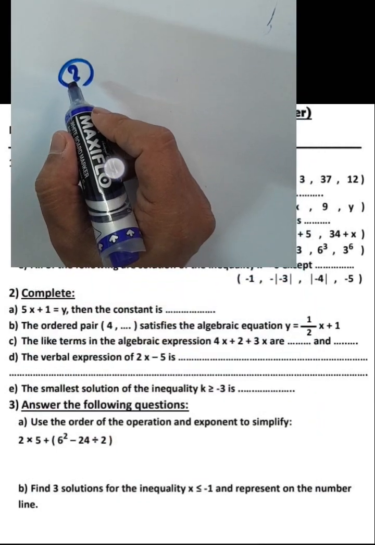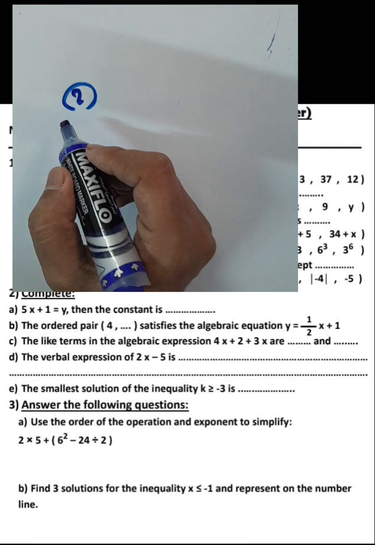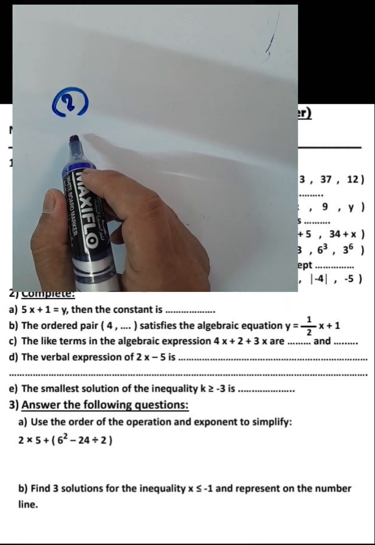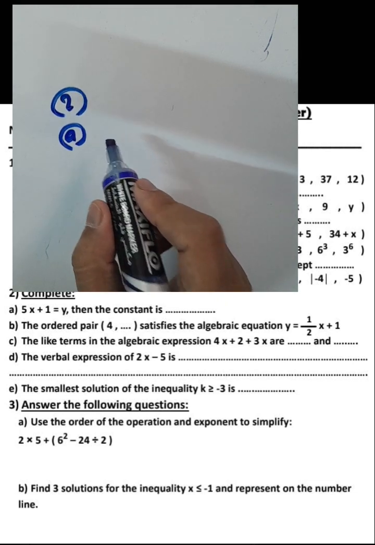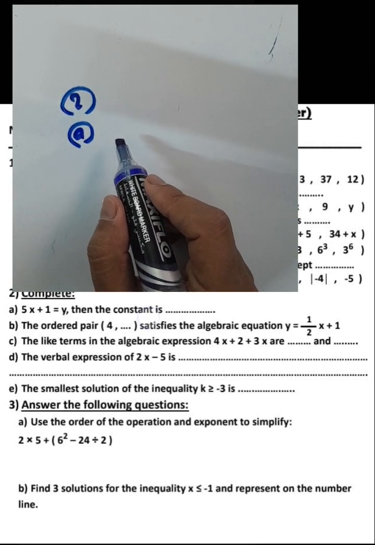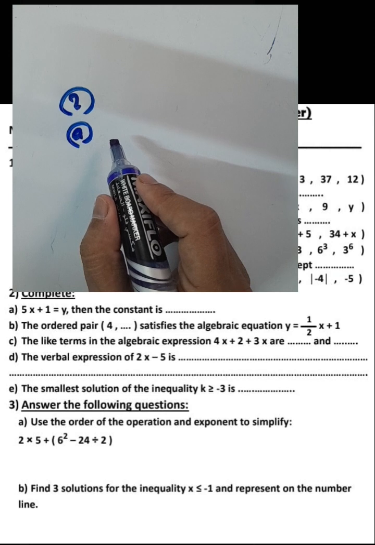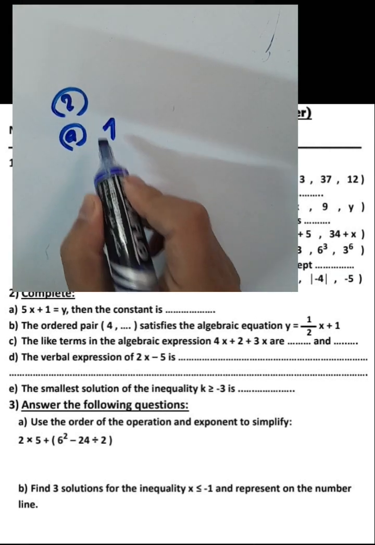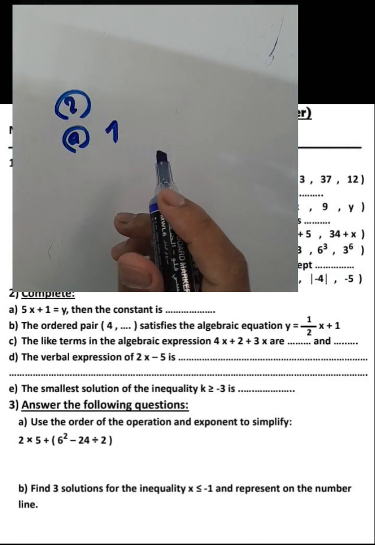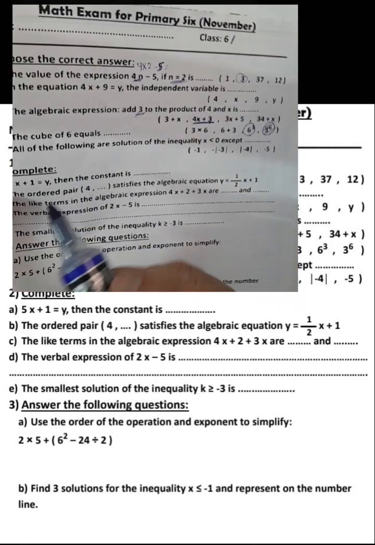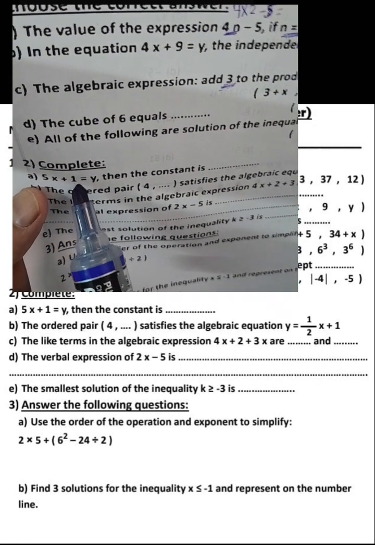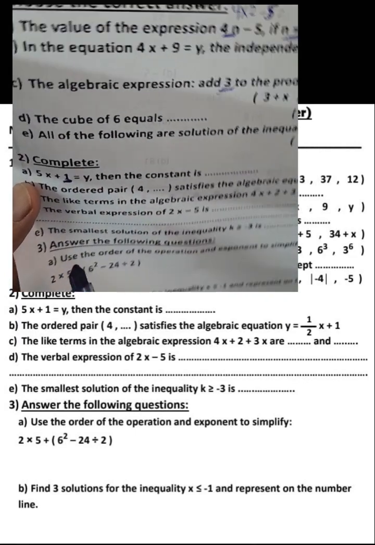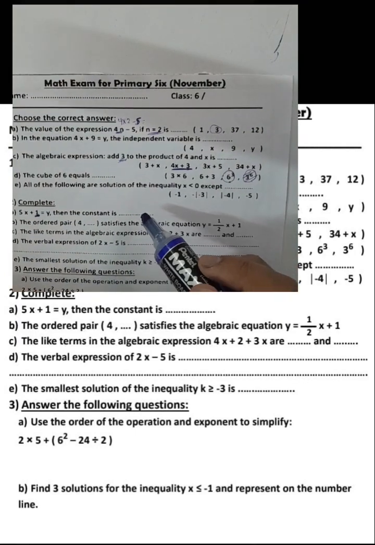Complete. Number 2, letter A. 5x plus 1 equals y. The constant here will be what? The constant here will be 1. We call 1 the constant. Then in the paper here, look with me, 5x plus 1 equals y. The 1 here we call the constant. Write 1 in the space.